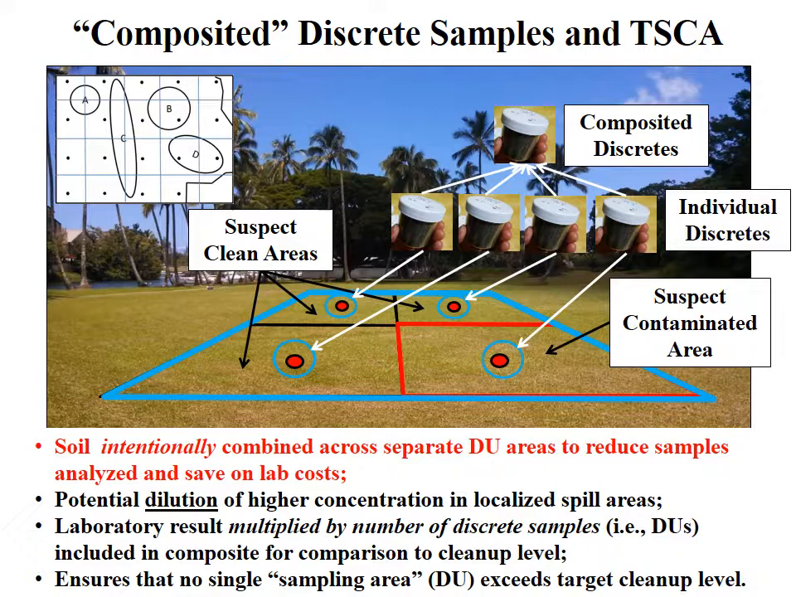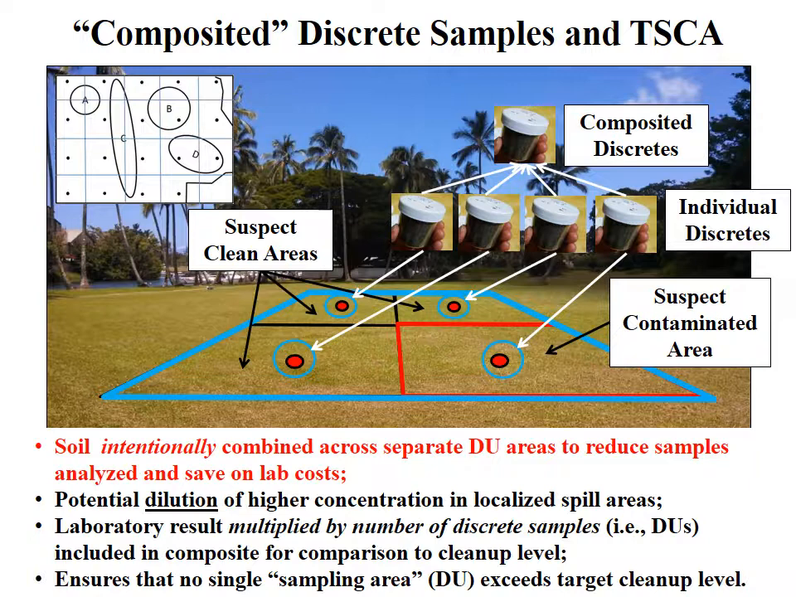Under TSCA, you can combine up to nine discrete samples. What you're really doing, and what the intent was under TSCA, is combining up to nine areas that should otherwise be independent areas for testing. That's important because under our guidelines for decisions in general, each individual decision unit has to meet your screening level. So if you're combining the samples together, then that's a problem.